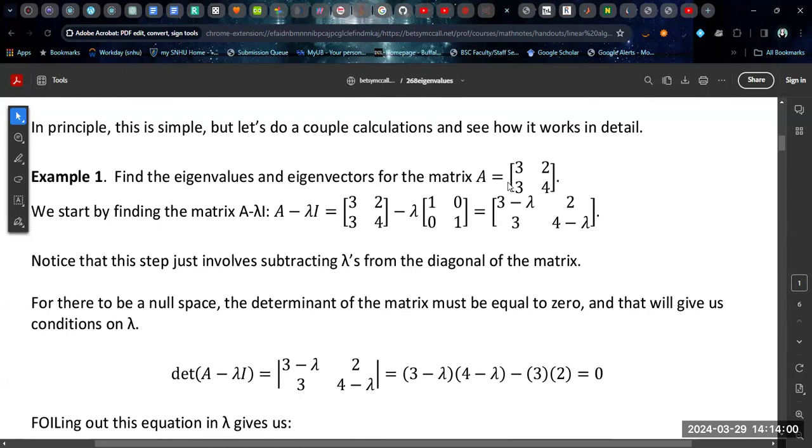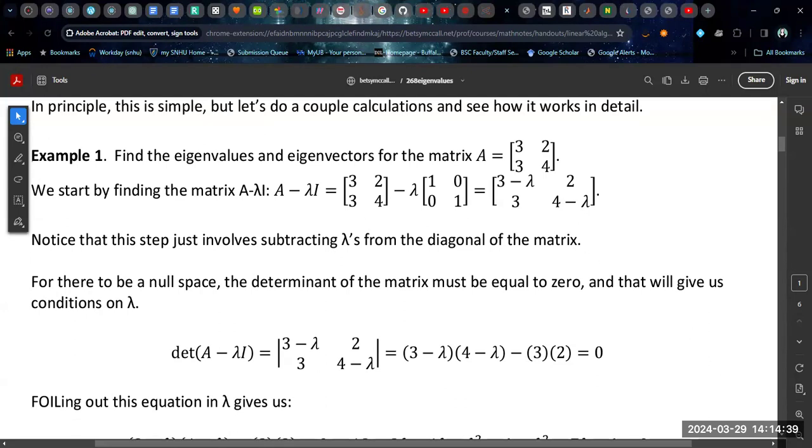So here we have the matrix A is 3, 2, 3, 4. We're going to start by finding our matrix A minus lambda I. We'll take our A matrix and our identity, a 2 by 2 identity in this case, to make the sizes line up. We multiply through by lambda and then subtract component by component. That gives us 3 minus lambda. The 2 will remain unchanged because we were subtracting a 0. This 3 will remain unchanged, and then 4 minus lambda will end up as our final component.